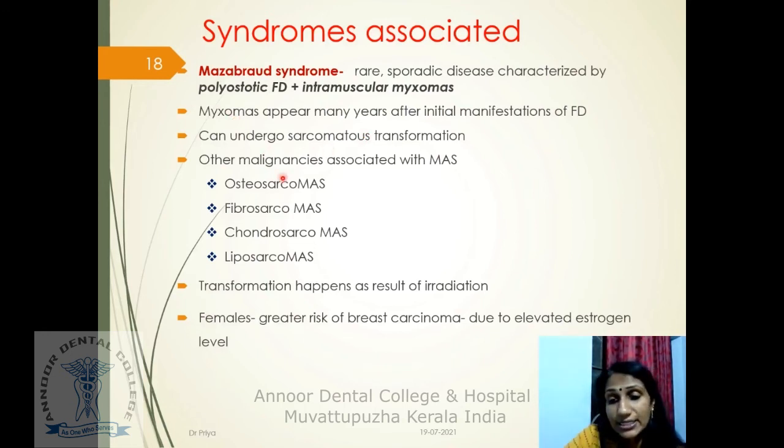The other malignancies which you get associated with McCune-Albright syndrome are these: you can get osteosarcoma, fibrosarcoma, chondrosarcoma, liposarcoma. So all of these can be associated with McCune-Albright syndrome. The transformation usually happens as a result of radiation. So when you expose a patient to radiation or give radiation therapy, a benign tumor can turn into a sarcoma. And usually females are at a greater risk because of elevated estrogen levels, so they get breast carcinoma due to hormonal change, especially when the estrogen level gets elevated.